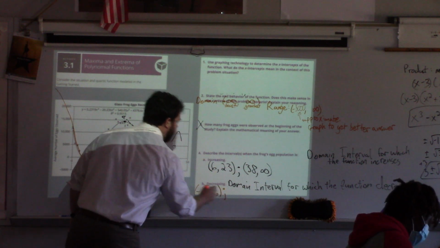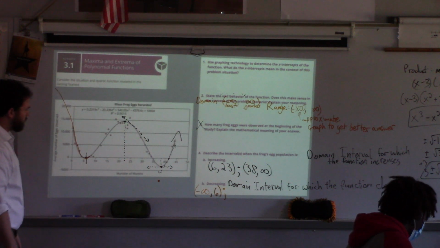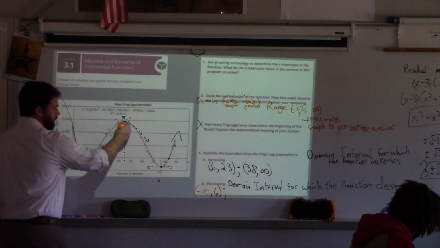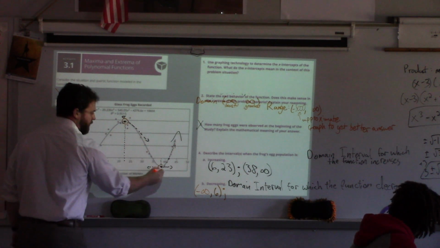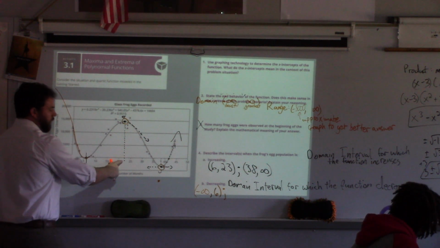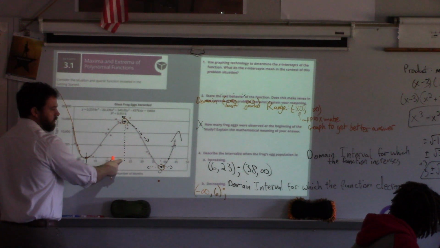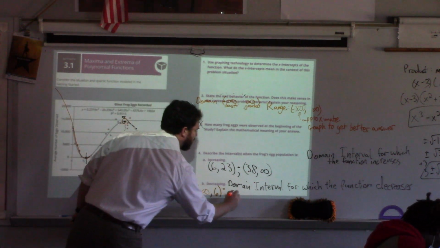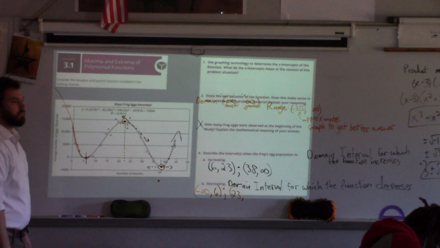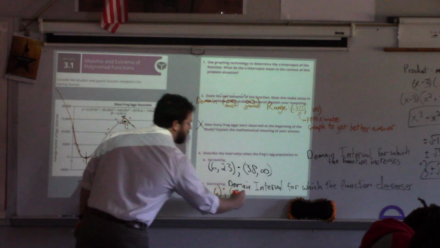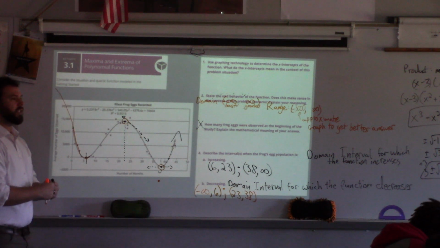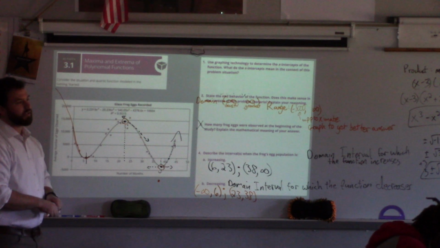Is there anywhere else that this function decreases? On the other side. So from this maximum to the minimum, but again, I want a domain interval. Okay. So what did we say this x value was? 23, comma, where does it stop decreasing? 38. Notice every time I do a domain interval for which it's increasing or decreasing, I'm always using a parenthesis.